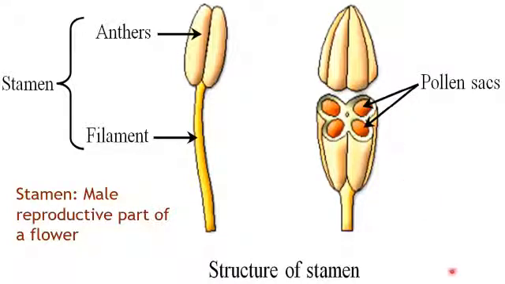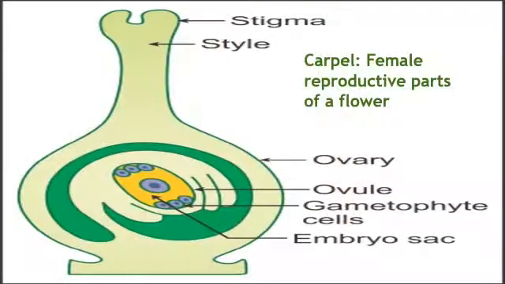Now we move ahead to the next reproductive part. It is the carpel. In the center of the flower, there are flask-shaped organs known as carpels. You can see the swollen part here. Carpel is the female reproductive organ of the plant. And a carpel is made up of three parts: stigma, style, and ovary. The top part of the carpel you can see here is known as stigma.